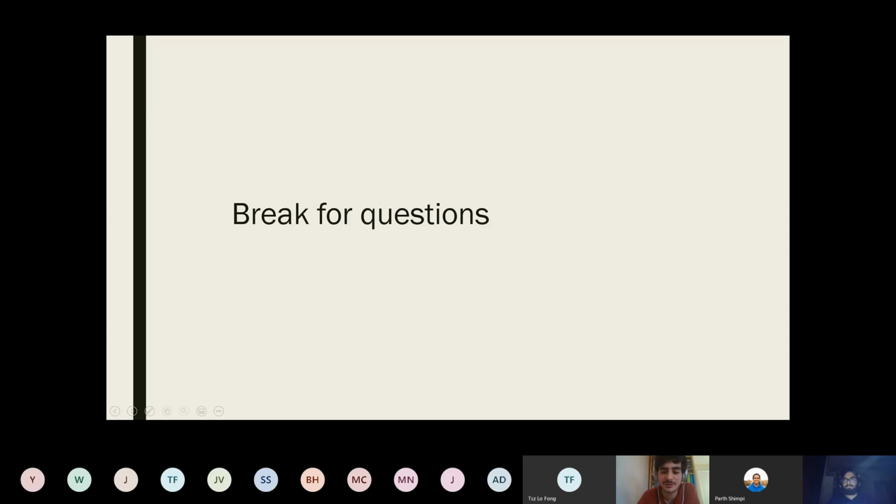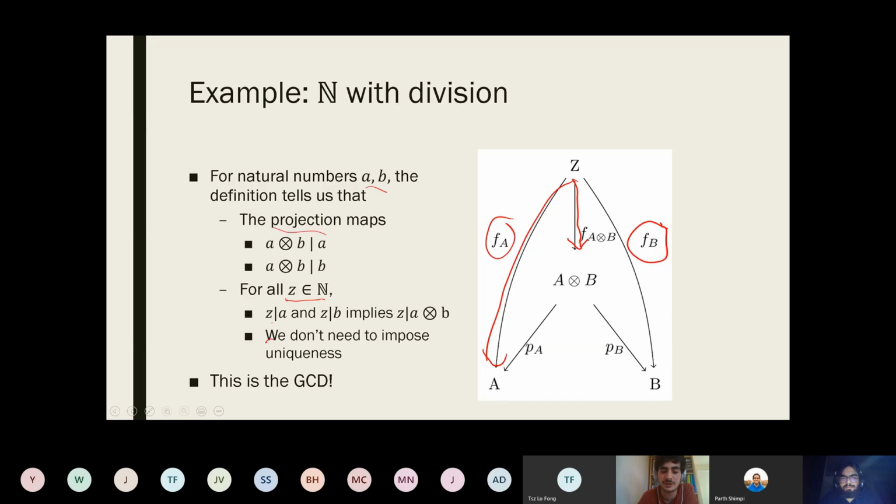Sorry, could you just explain again what you mean by this is a definition of the GCD? Which exactly part of this is a GCD? The product. This number is the greatest common divisor of A and B. Right. Okay. That makes sense. Oh yeah, I guess I should have said that.